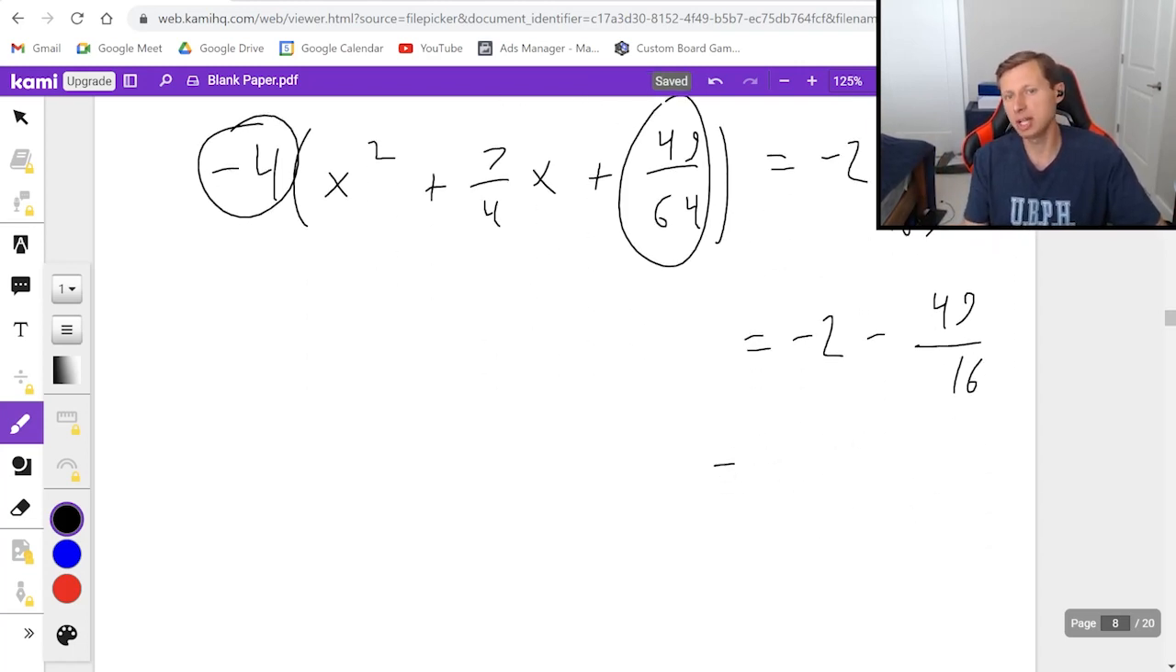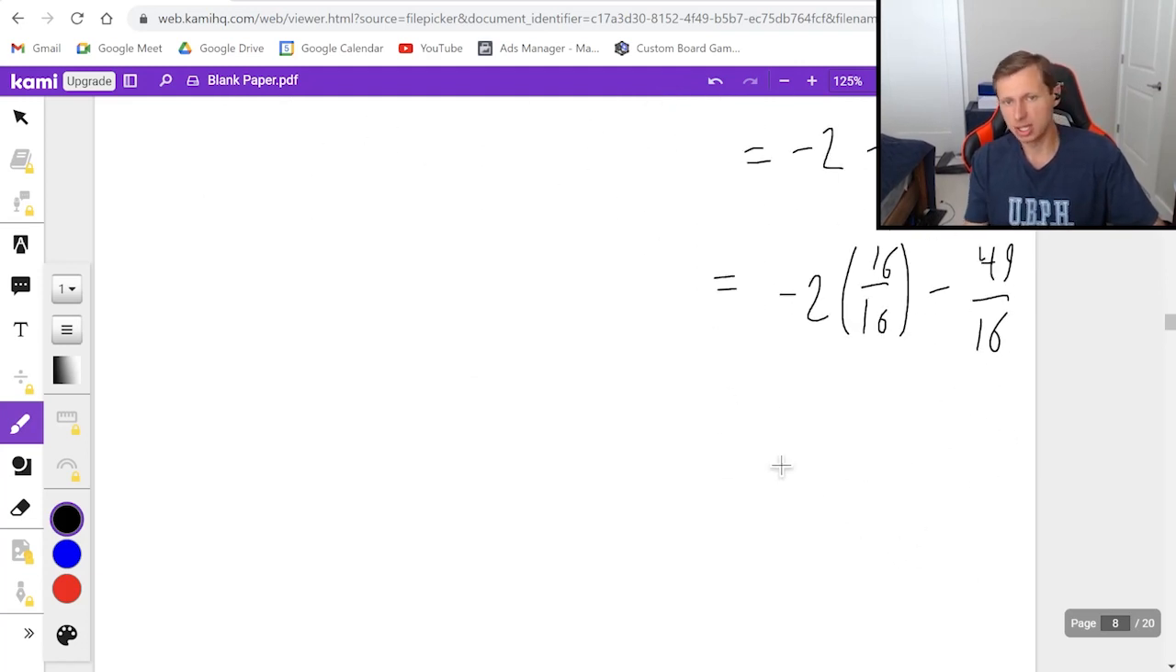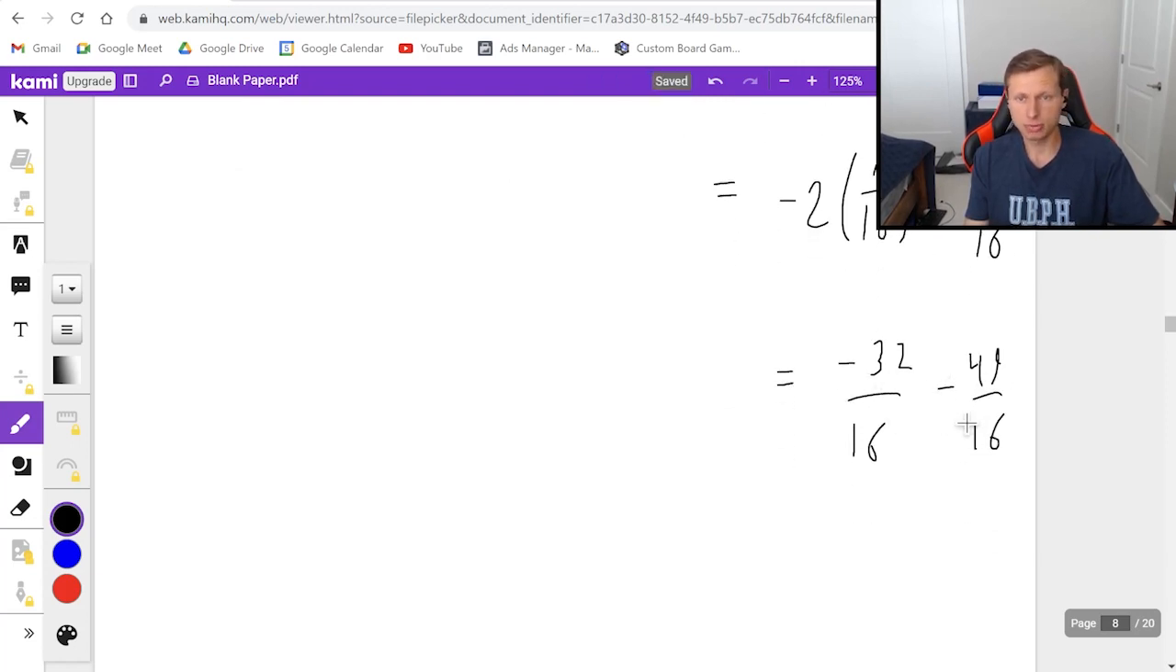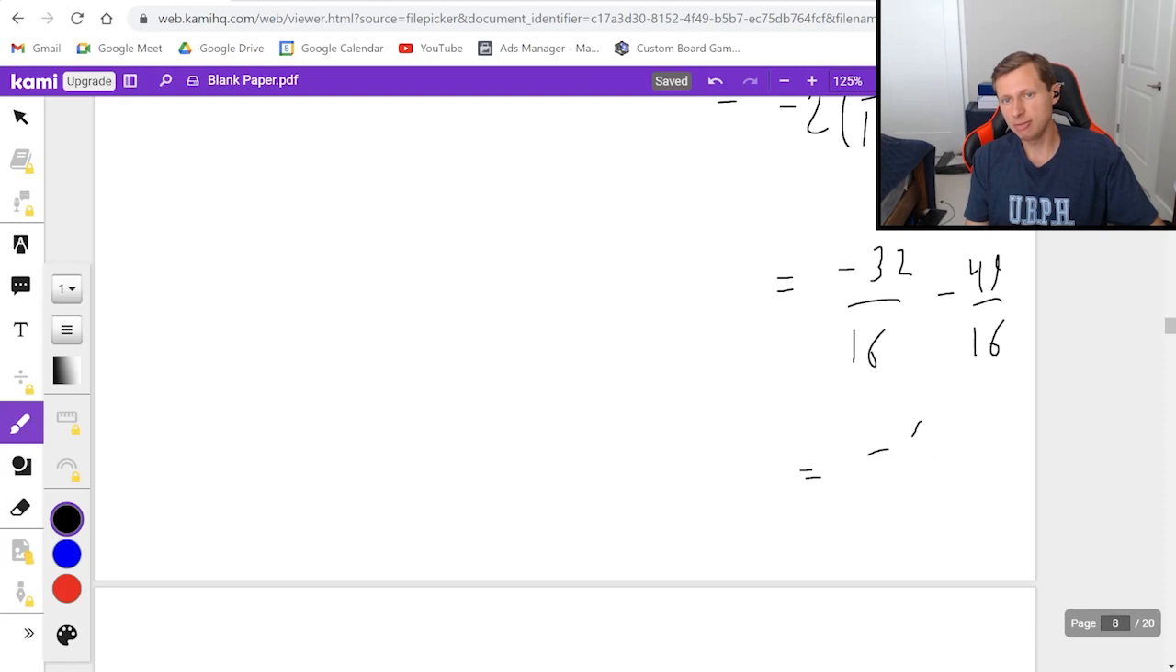And then I need a common denominator of 16. That's going to be negative 2 times 16 over 16 minus 49 over 16, which is negative 32 over 16 minus 49 over 16. Negative 32 minus 49 is going to be negative 81 over 16, which we will be dealing with later.